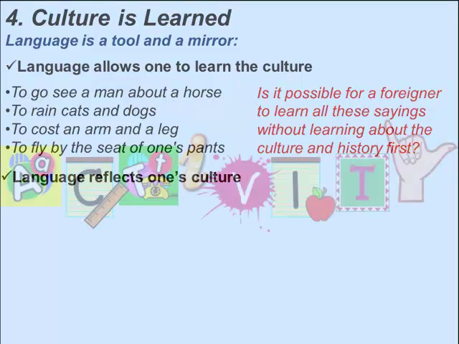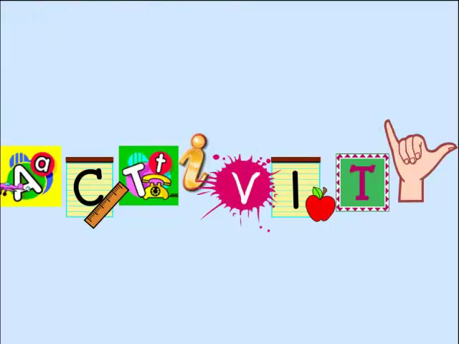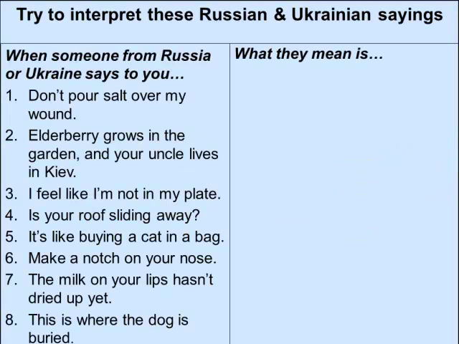And now, I want you to experience what it's like trying to understand and memorize such sayings. In this activity, I'm giving you some pretty common Russian and Ukrainian expressions, and you'll have to figure out what they mean. So when someone from Russia or Ukraine says to you, "Don't pour salt over my wound," elderberry grows in the garden and your uncle lives in Kiev.